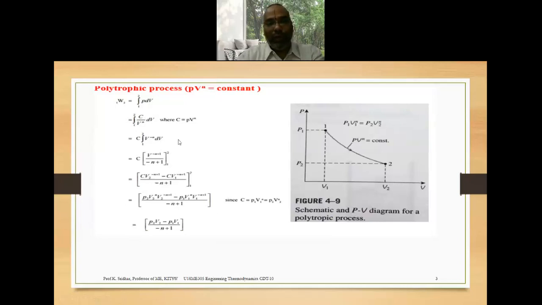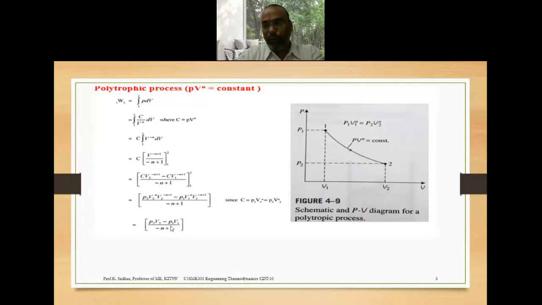Now how can we find out the work transfer during the polytropic process? Here from 1 to 2, a polytropic expansion process is taking place. So you can start with the basic governing equation, which is the integral of P dV. Here C is a constant, equivalent to PV to the power of n. By doing all these substitutions, we get the work transfer is equivalent to P1 V1 minus P2 V2 by n minus 1.